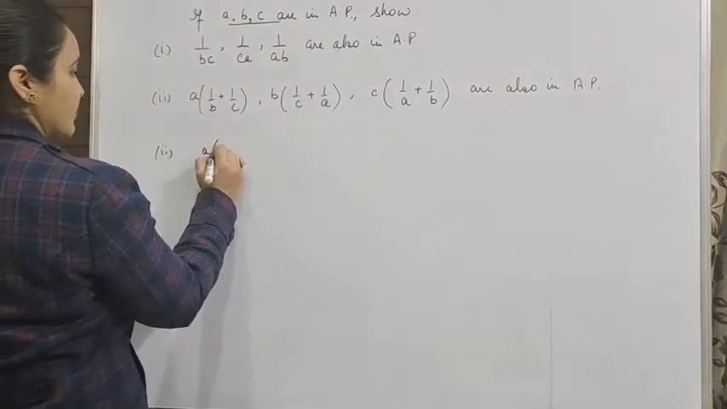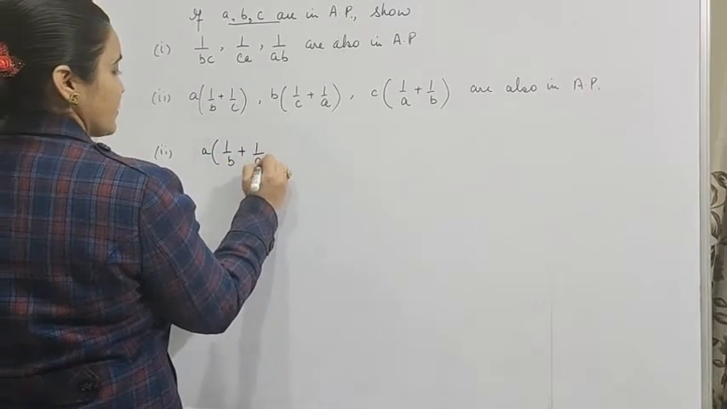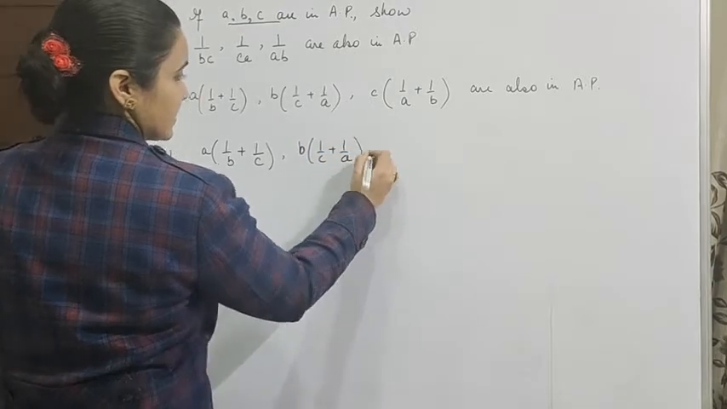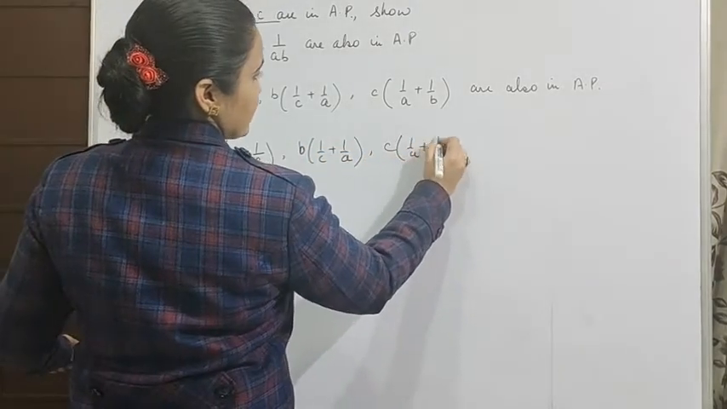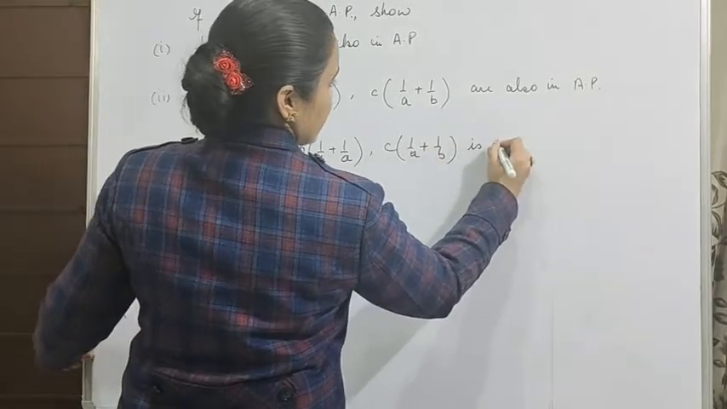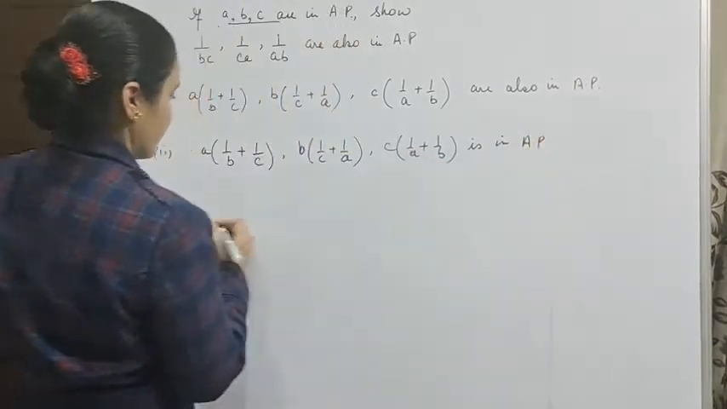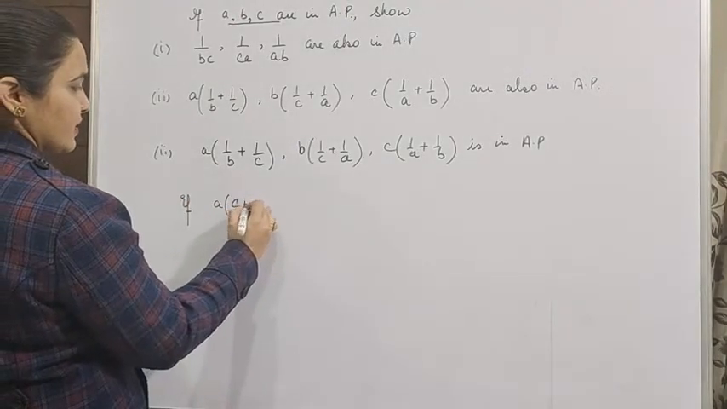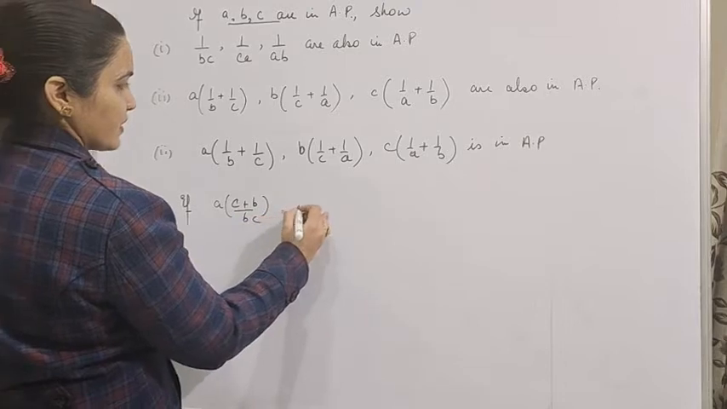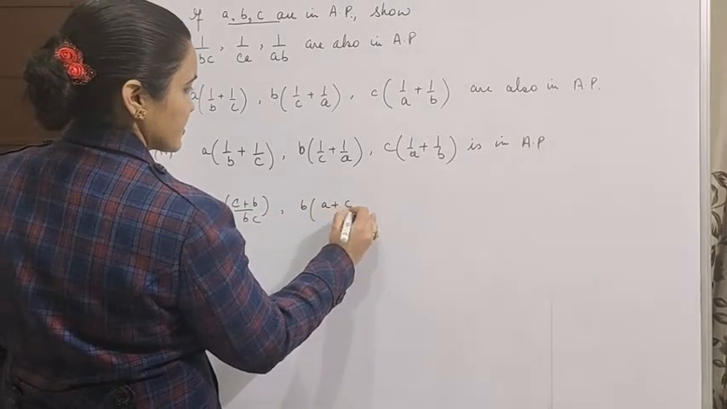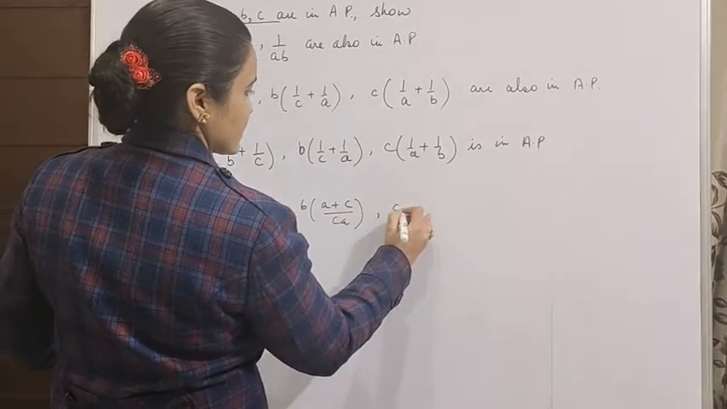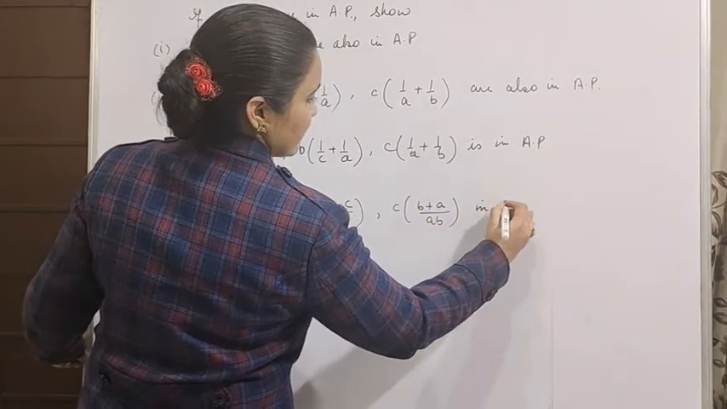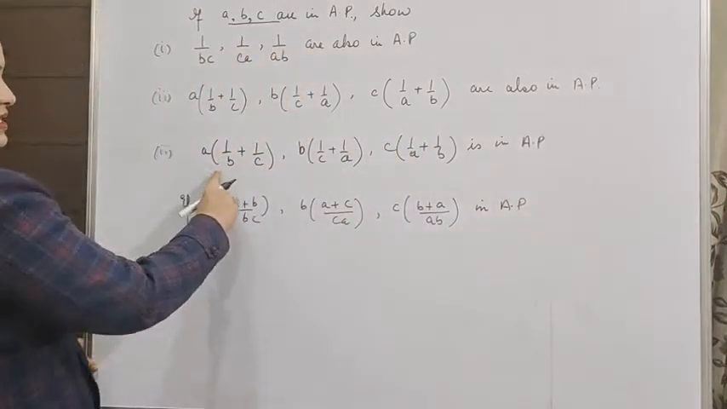So let us first write that we take this given series is in AP. Let this be in AP. This is in AP if, इसको हम सॉल्व कर रहे हैं. If this is in AP, then (B(A+C))/CA, (C(B+A))/AB are in AP. ठीक है. This is in AP.